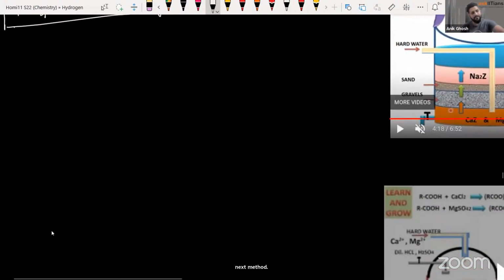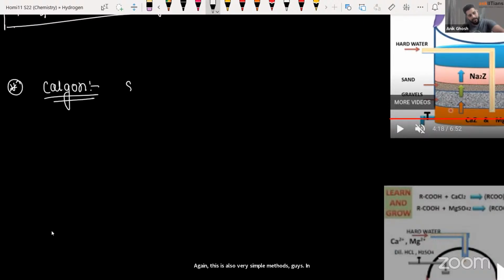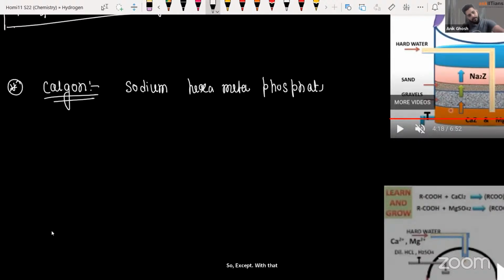Again, this is also a very simple method, guys. In the Calgon method, we are using a specific reagent called sodium hexametaphosphate. Now, what happens in this process, guys? See, sodium hexametaphosphate looks like this. Na2. I'm going to tell you the reason behind this type of name as well. Na4.